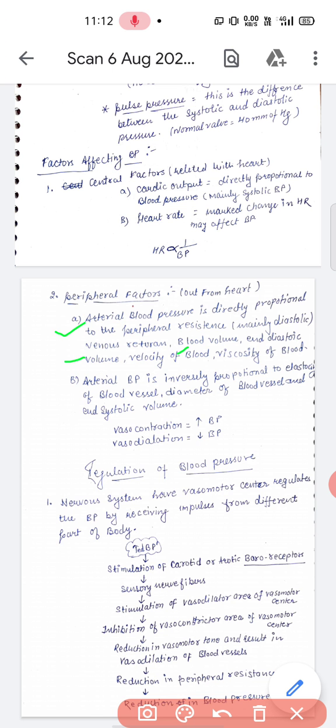Okay, the next is arterial BP is inversely proportional to the elasticity of blood vessels, diameter of blood vessels, and the end systolic volume. If vasoconstriction occurs, your BP will be high, and if vasodilation occurs, then your blood pressure is low.